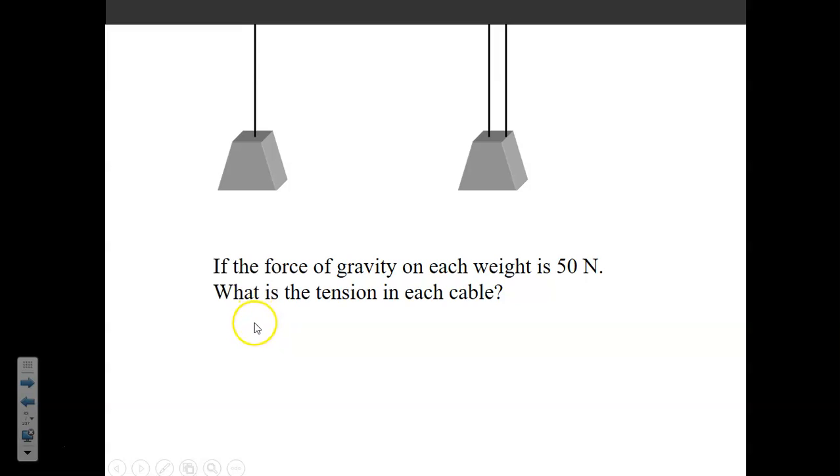Throwing just a couple simple numbers at this, what would the force of tension be if the weight of each of these weights was equal to 50 newtons? What would the force of tension in this rope be? Well, it'd be 50 newtons. Well, what would the force of tension be if we had 2 ropes? There'd be 25 in each, and I'd have 25 newtons up and 25 newtons up and 50 newtons down, and that would still balance out, and my forces would cancel.